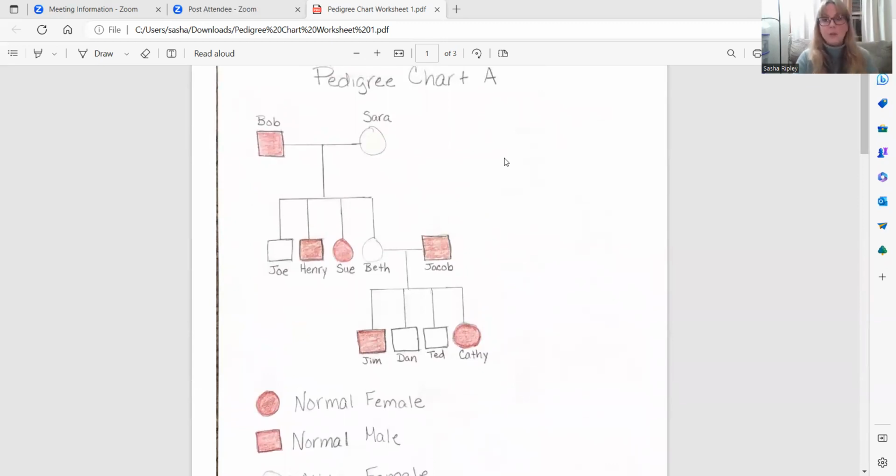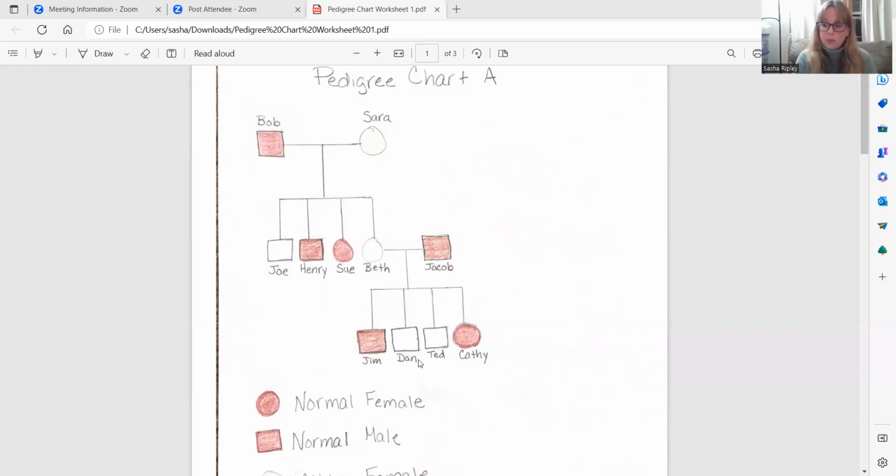Okay, so again, here we are with pedigree chart A. Who are the parents of Kathy? Here's Kathy right here. So Beth and Jacob are Kathy's parents. Number 2 was how many male children do Bob and Sarah have? So here's Bob and Sarah. I just need to find out how many squares are male children. There's 2 that are connected to them. Number 3, how many albino children do Beth and Jacob have? So here's Beth and Jacob. So I'm looking at these children here, and the albino children are the ones that are not colored in. So 2 of them, Dan and Ted.